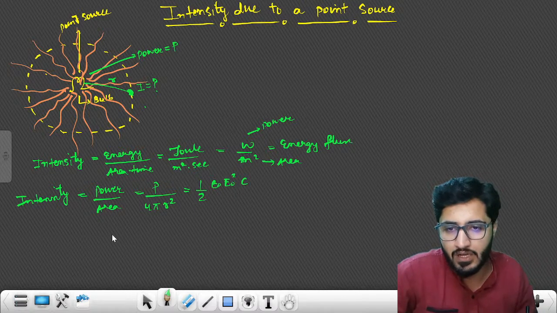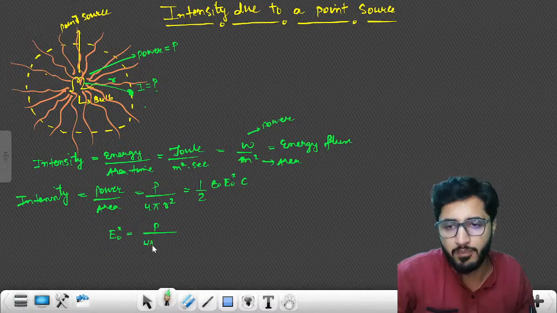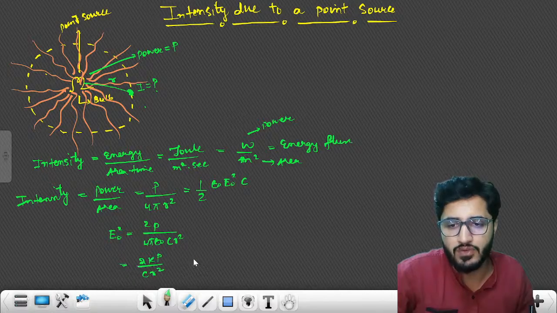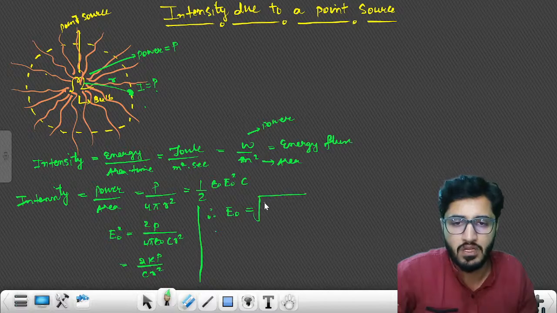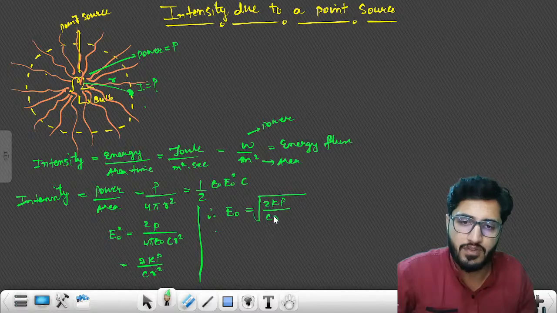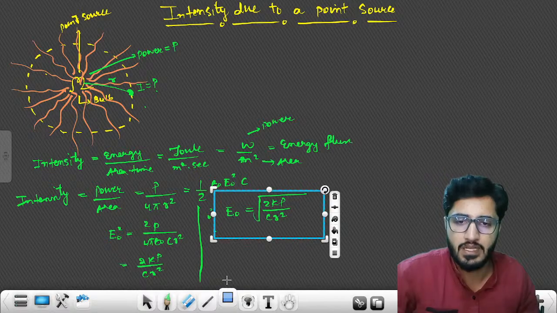So what will be E now? I can write E naught square equals P divided by 4 pi epsilon naught, then here C, here 2 C r square. So it will be 2 kP divided by C r square. Therefore my electric field intensity E naught will be equal to under root of 2 kP divided by C r square. You need to remember this formula, intensity in terms of power.